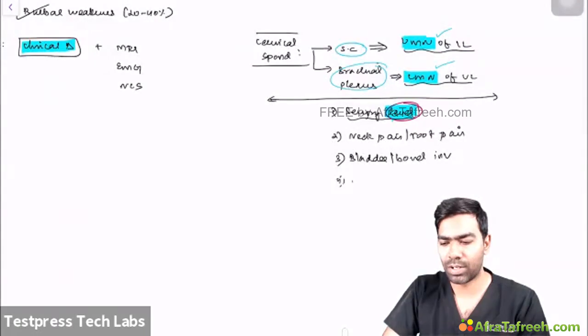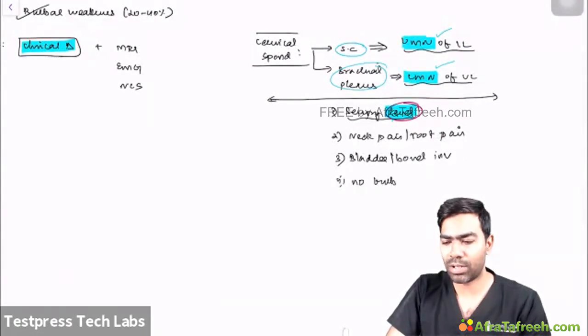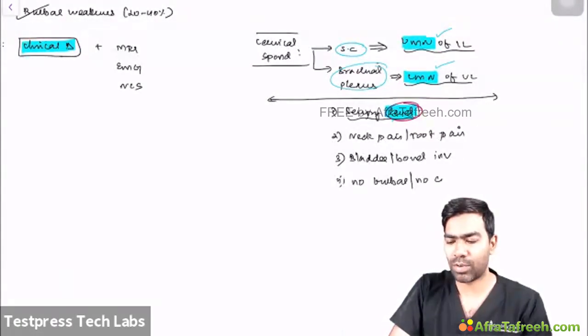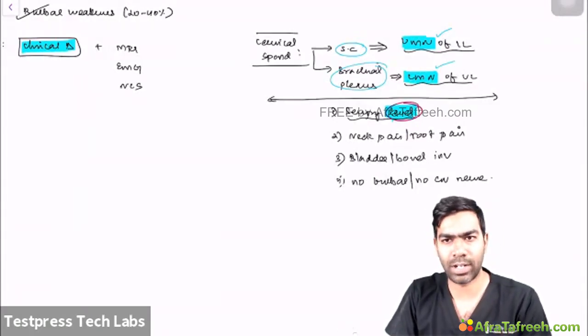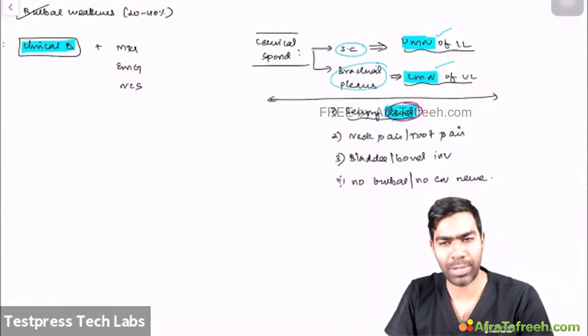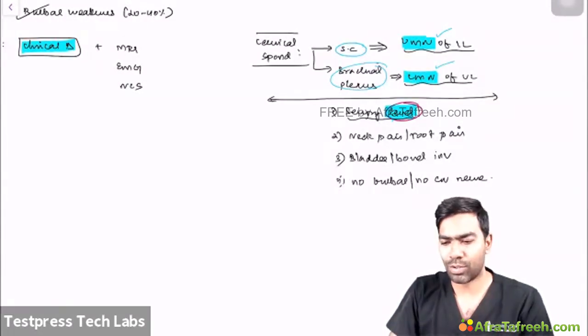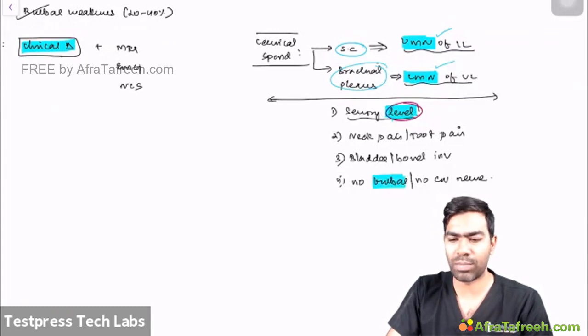Number four, there will be no bulbar involvement or cranial nerve involvement in the setting of cervical spondylosis. Why should cervical spondylosis cause a cranial nerve palsy or a bulbar palsy? Because it's happening in the cervical spinal cord. Motor neuron disease patients, and in fact ALS patients, very commonly will have bulbar involvement.